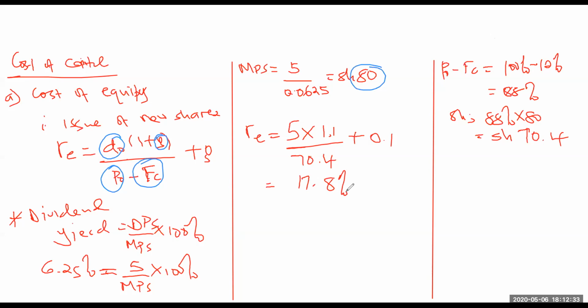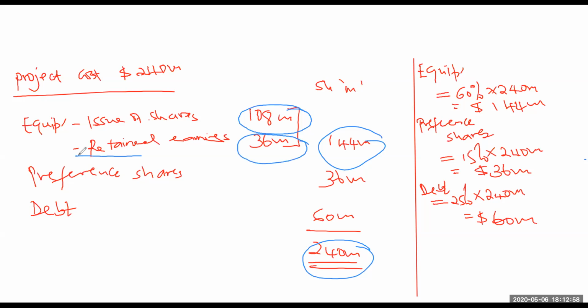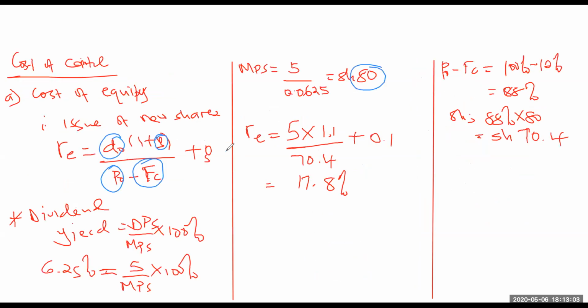Don't forget, going back to our analysis here, we said that the 240 million is going to be raised from equity, and 108 is going to be from issuing new shares. We have that 6 million to go. Don't forget that 6 million is coming from retained earnings. So the next thing to get is, what is the cost of retained earnings? How much cost do we incur for using the retained earnings?